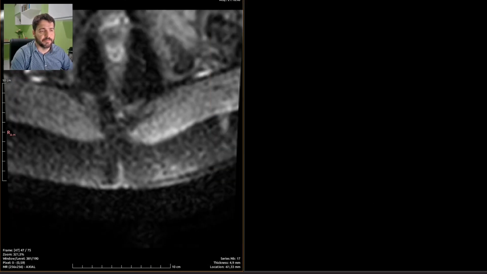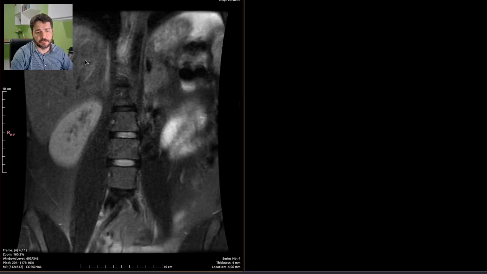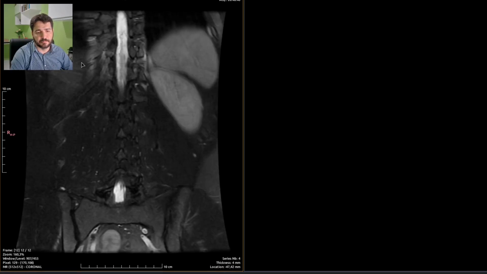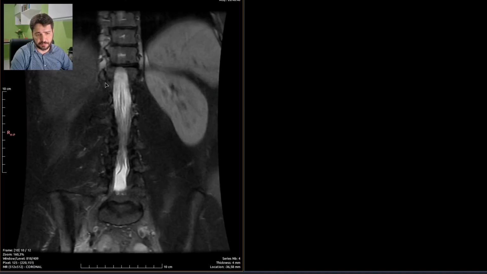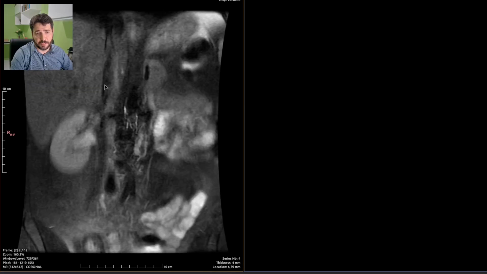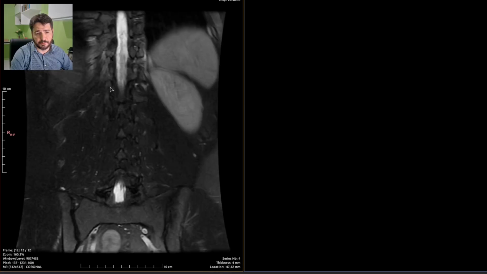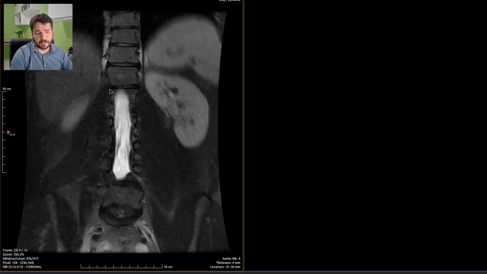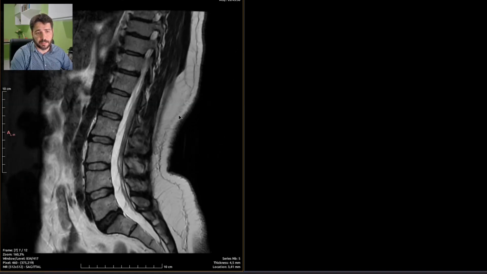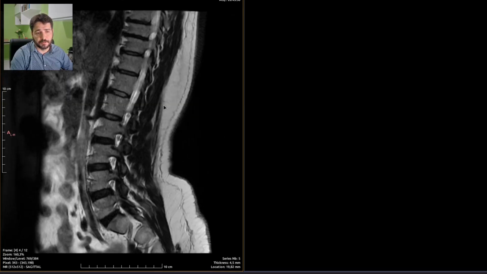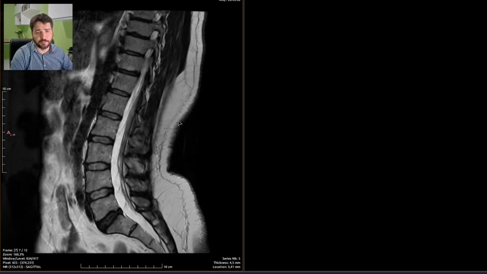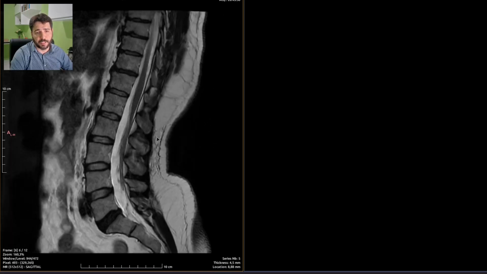So we have a coronal view, a coronal T2 with fat saturation. That makes no sense because this is a useless sequence, but it looks good. It's nice to show off and usually useless to report. This is a sagittal view. This is a pure T2. There is no fat saturation. Spinal fluid is bright, and fat is bright, but just a tiny bit less bright than fluid.